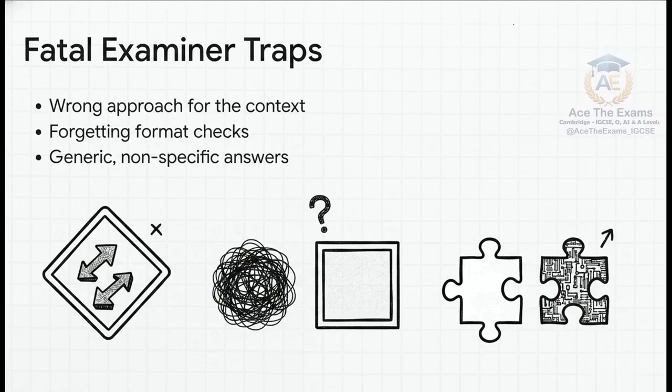Trap 3. Generic, nonspecific answers. If the question asks for the position vector of an intersection point of two specific submarines in a real-world modeling question, and you just write x equals 4 at the bottom of the page, you haven't linked your point to the given scenario at all. You have to state it explicitly. The position vector of the submarine's intersection is... Context is everything.